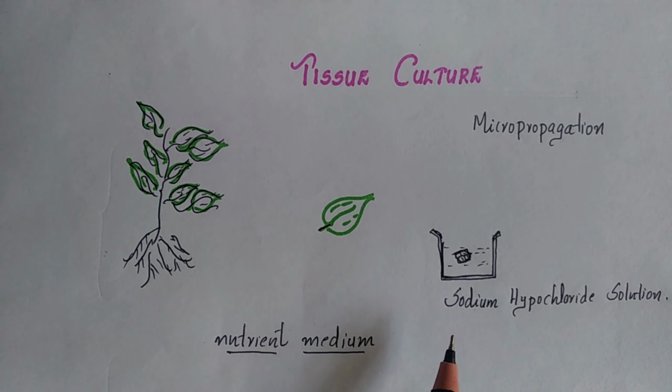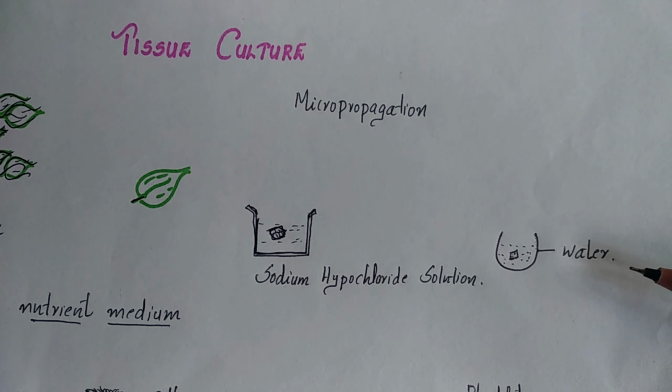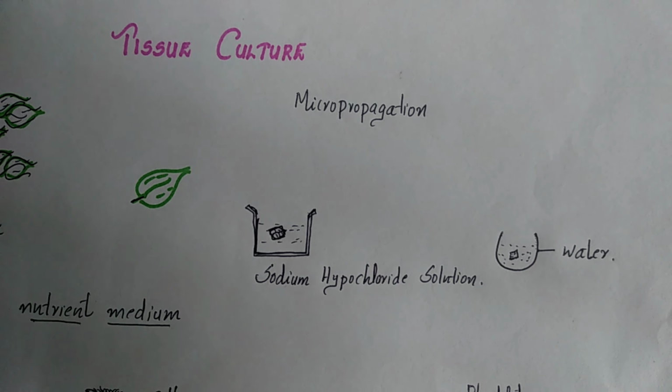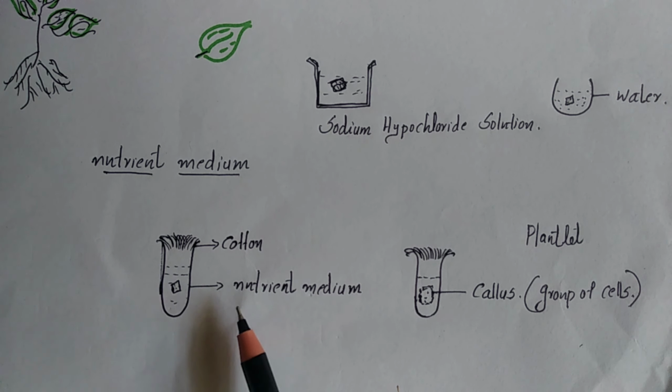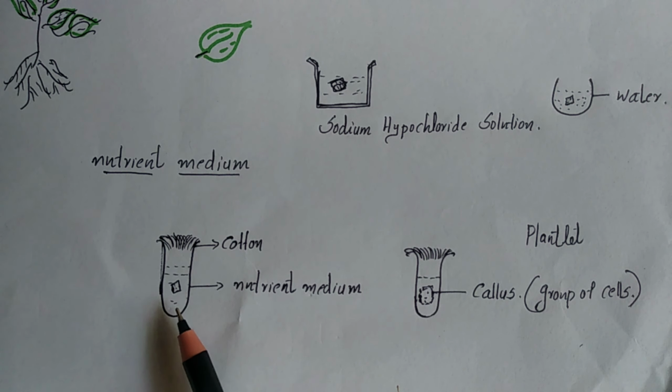Then the third step is to take it out from this solution and place it in water. Most preferably you can use distilled water. Keep it in distilled water for about 3 to 4 minutes. Then take it out again and keep it in a test tube which consists of nutrient medium. What are the constituents of this nutrient medium? It must consist of some growth hormones. Growth hormones are mainly auxins, cytokinins, gibberellins, etc. are some of the examples of growth hormones. So the nutrient medium must consist of some quantity of growth hormone.